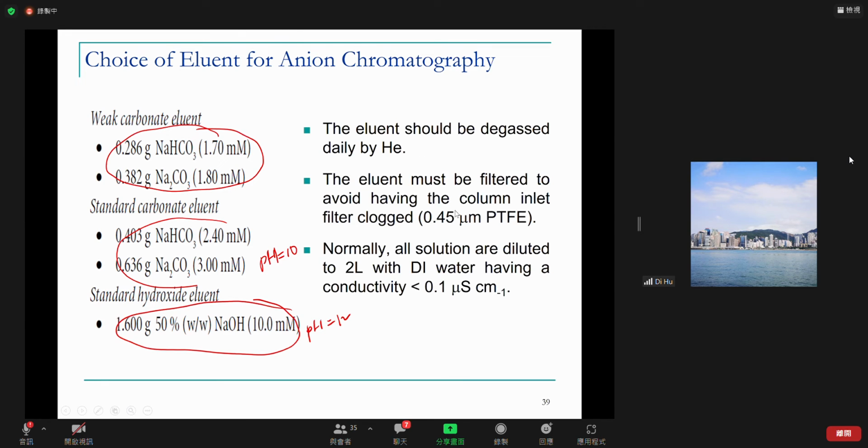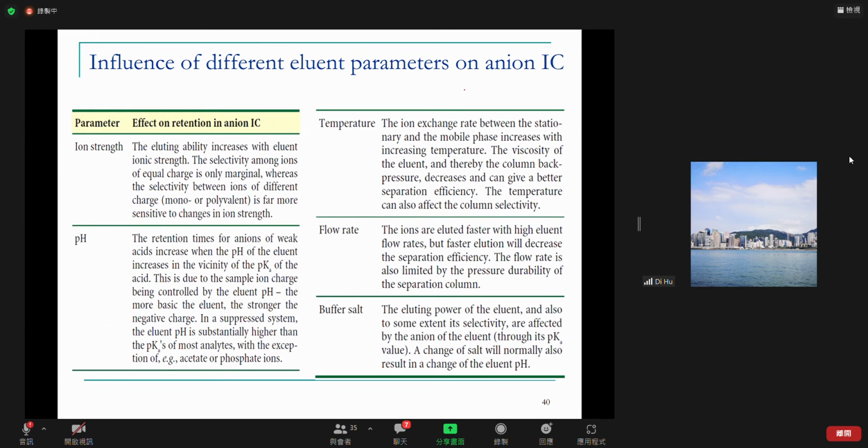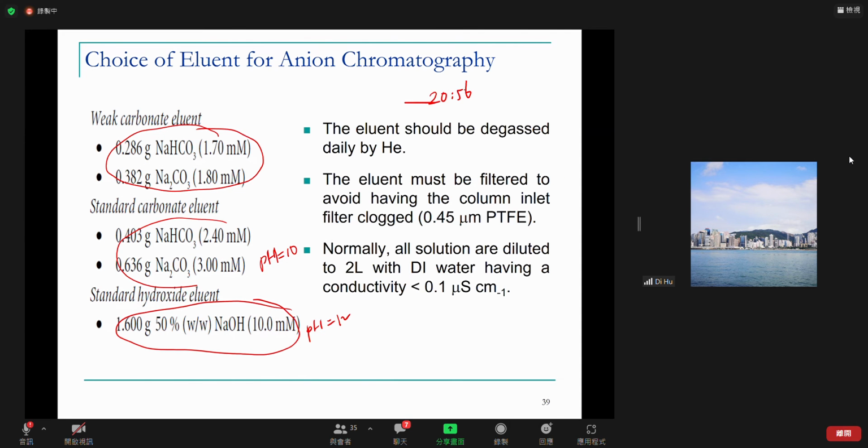Okay, now let's take a break for 5 minutes again. We come back at 20:56, and after we come back, before I talk about the next part, I'll quickly go through the topic selection of the oral presentation. So now it's break time for 5 minutes.